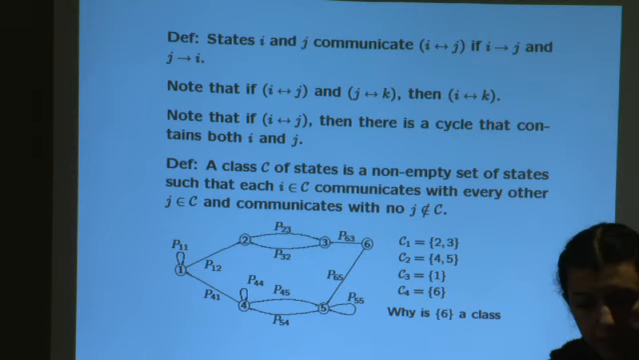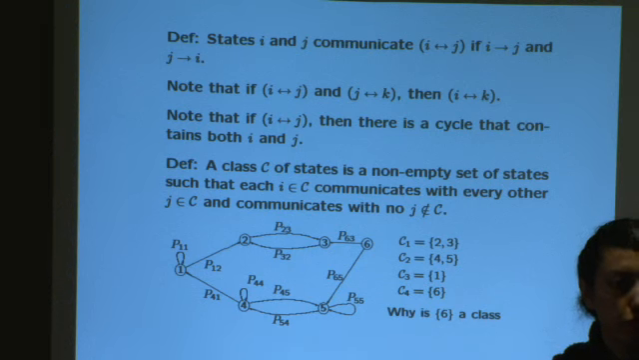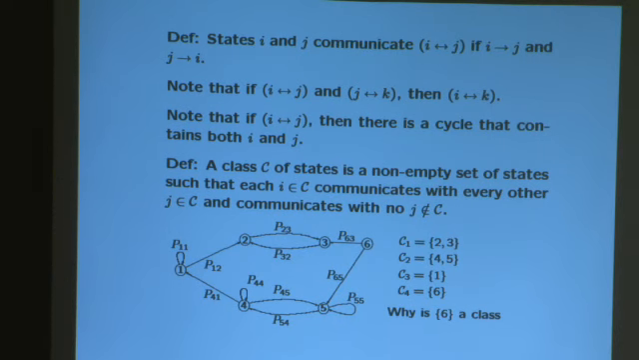We say that states i and j communicate if there's a walk from i to j and from j to i. So you can go back and forth. It means that there's a cycle from i to i or j to j. This is the implication.